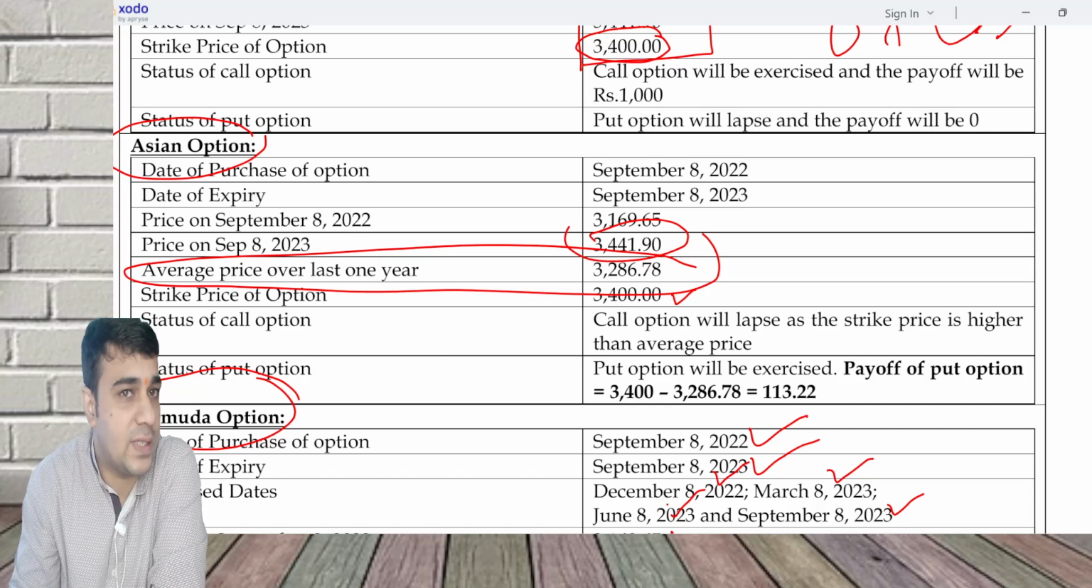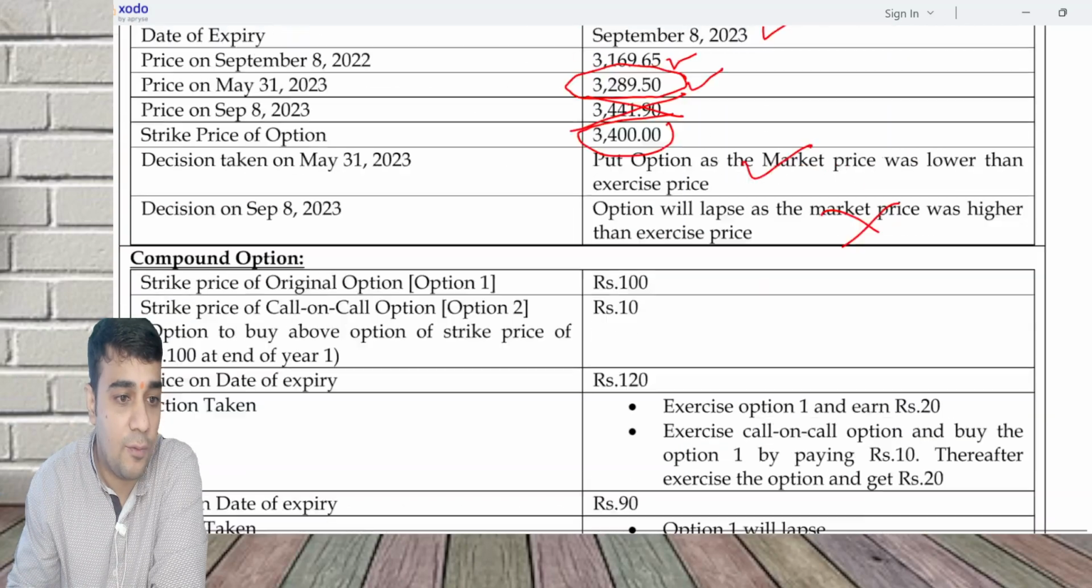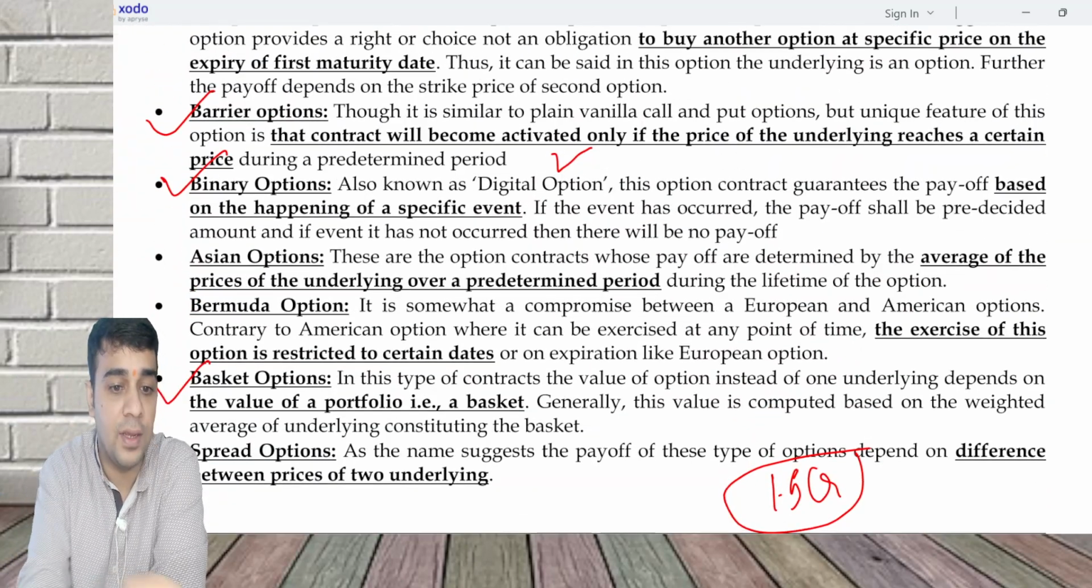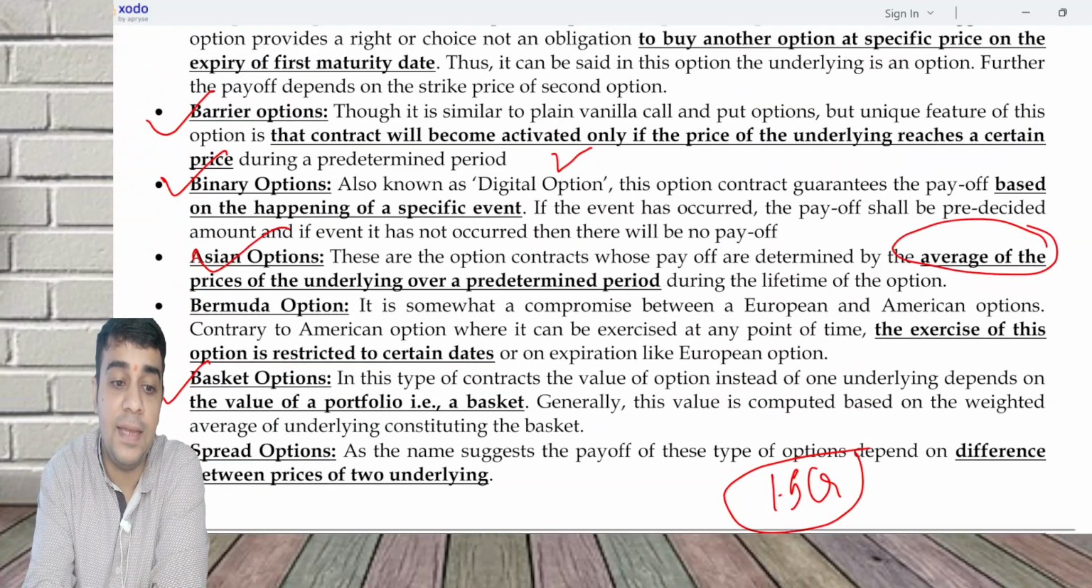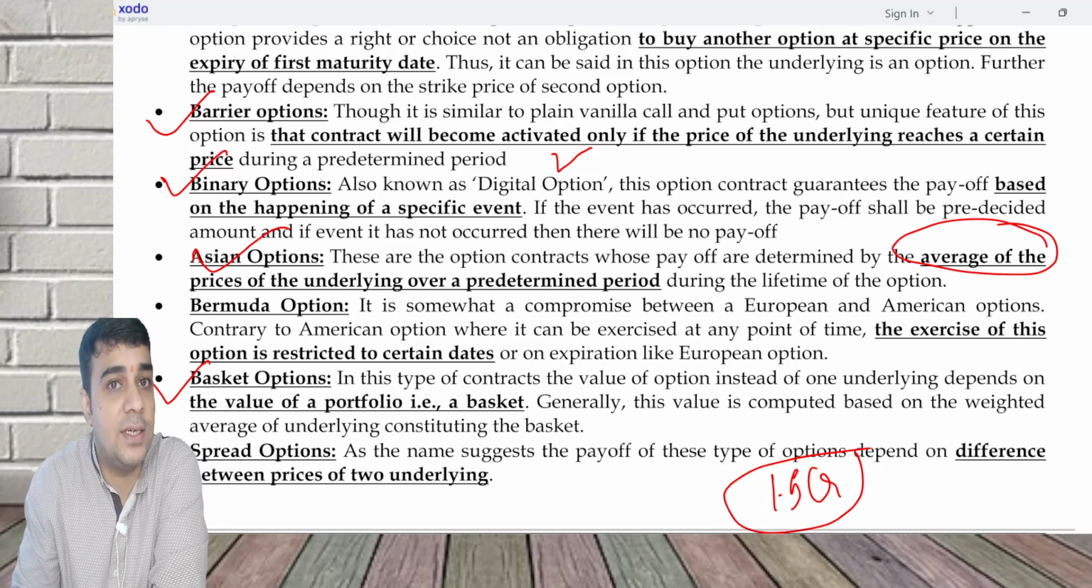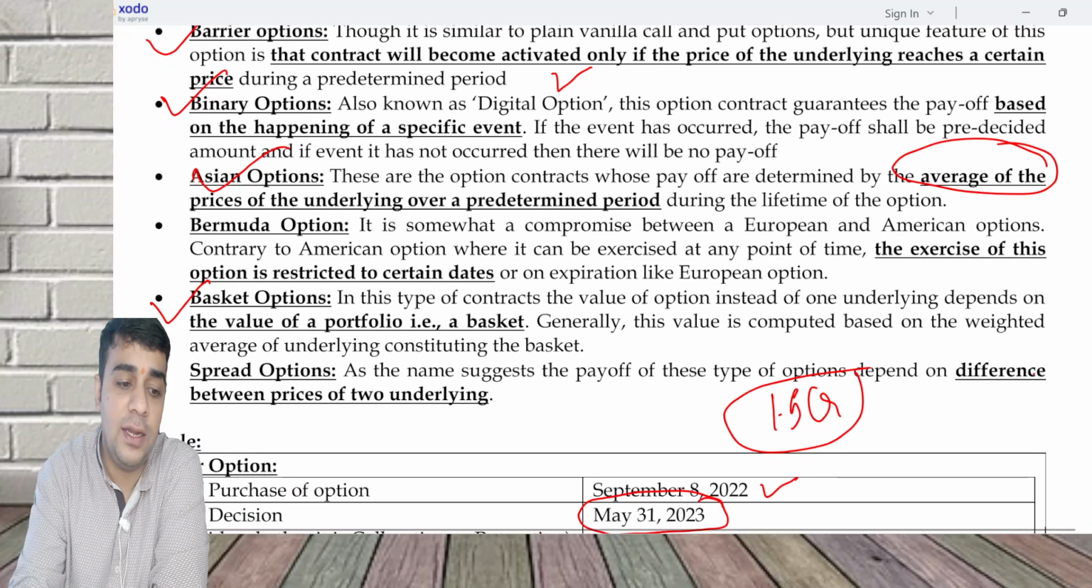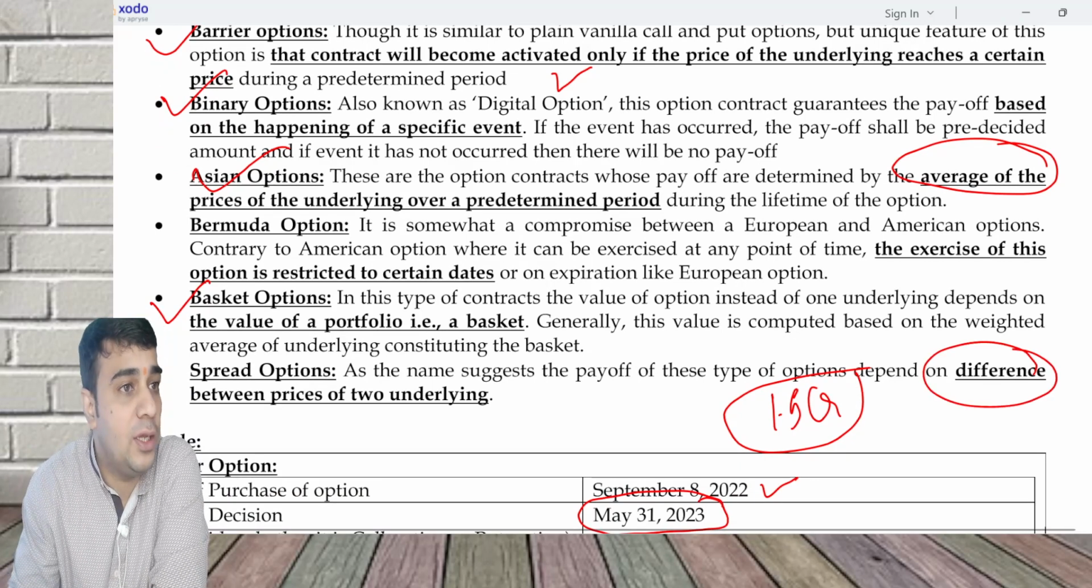At 3286, I don't want to exercise the call option. Put option, I want to exercise it. When to exercise, all those decisions remain the same. So what we do in an Asian option is, the payoff is determined by the average of the price. Spread option: difference between the prices of the two underlying assets.